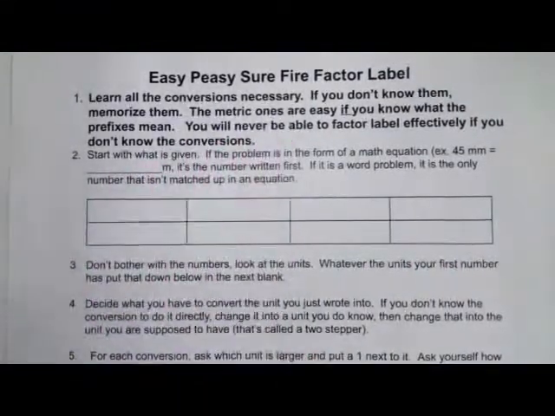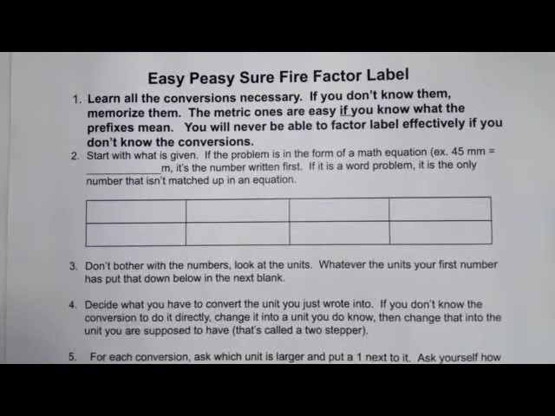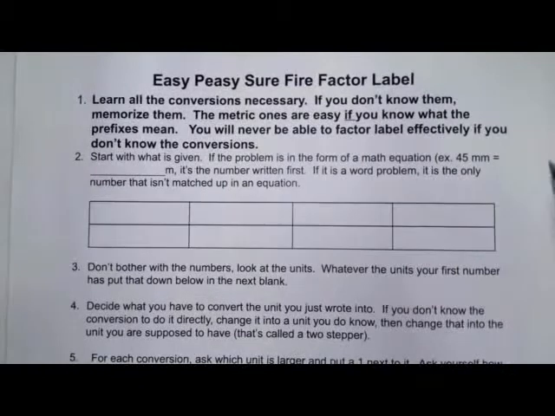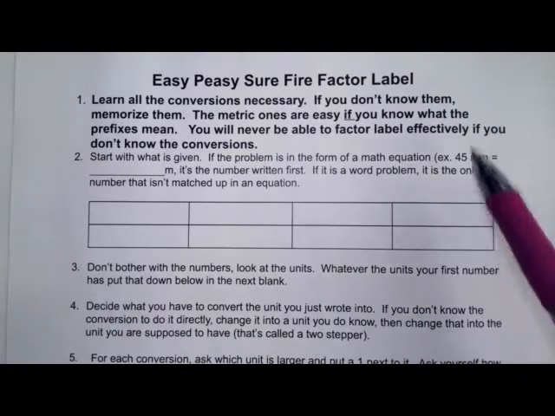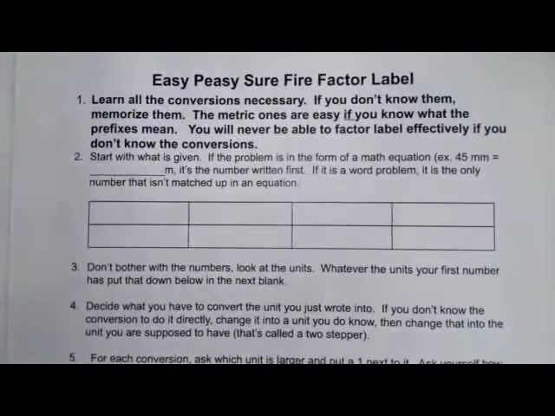The first thing you need to do is learn the conversions. Well, that's not going to be so difficult for you because you have a conversions worksheet that has all the conversions for you. If you don't have that, you might want to see someone who has all of the conversions written in their worksheet, and you can use that whenever you're doing these conversions. It makes it a little easier. The metric ones are easy if you know what the prefixes mean. That's why I gave you the prefixes. You'll never be able to factor label effectively if you don't know the conversions or if you don't have access to the conversions. Okay, so enough with that.